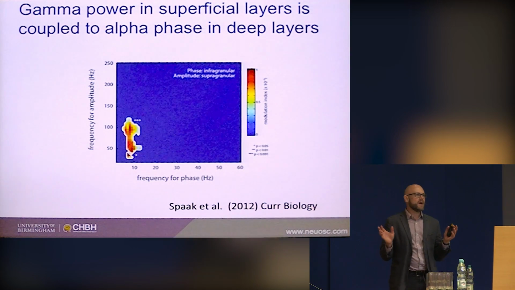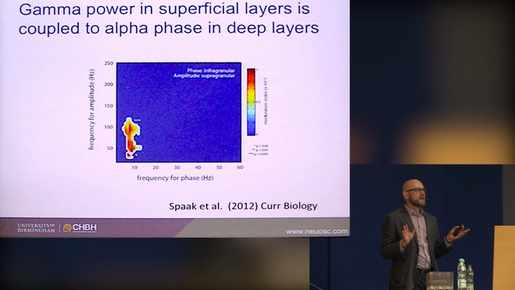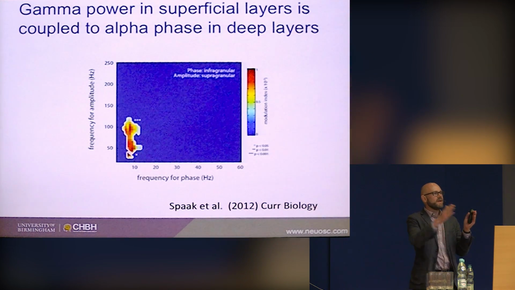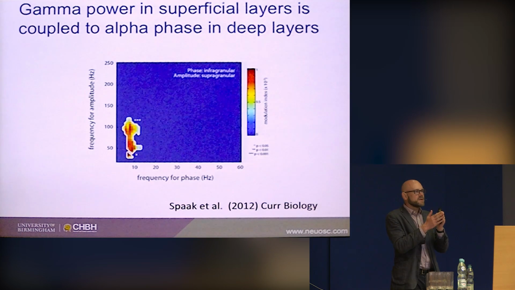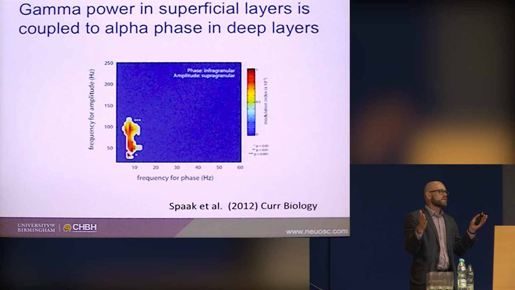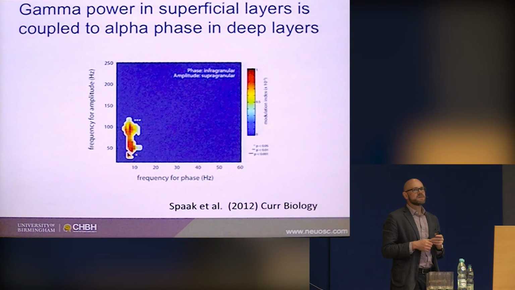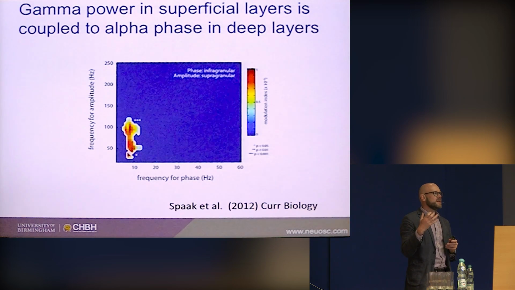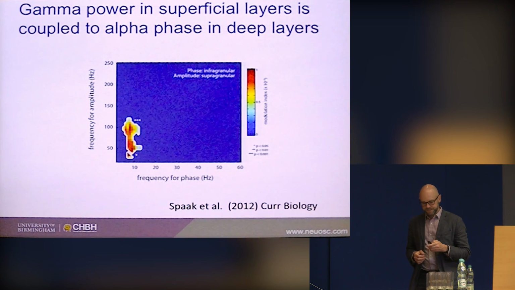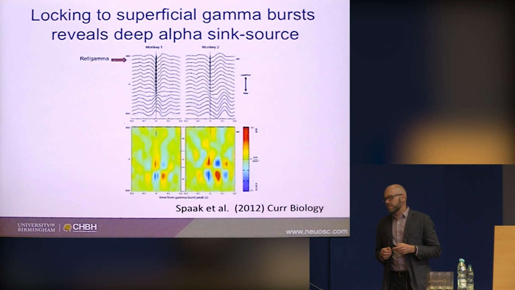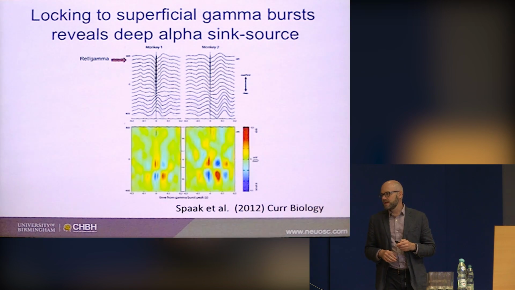We can also do these more sophisticated phase-to-power analyses. You might not be familiar with the analysis, but the idea is that we can explore the phases of the slow oscillations in a broad frequency range, and the power of the fast oscillations in a broad frequency range. And when we do this, what pops out as being the most salient is the alpha phase to gamma power coupling. There's also some consideration on current source densities, but let's not go into this in the interest of time.